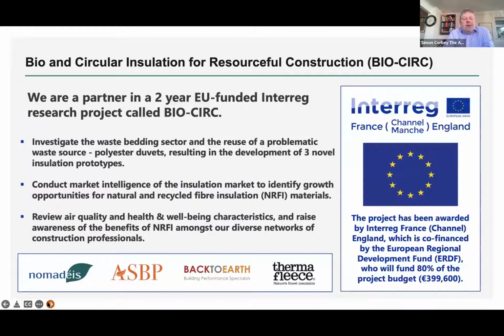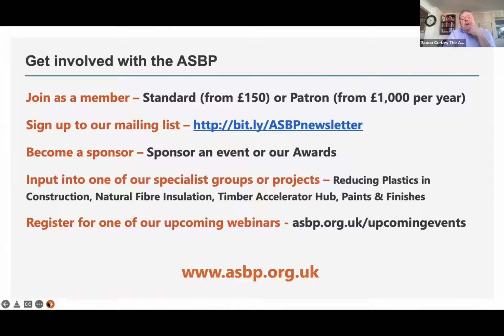Another project we've got underway is a European project which is looking at a problematic waste stream, which is waste duvets. We're wondering what we can do with that and whether we can refiberise it and turn it into insulation. So that's an interesting project. Keep an eye on that.